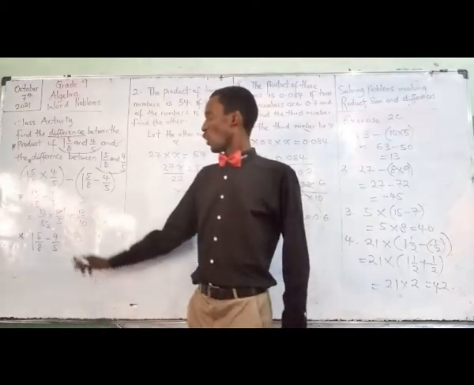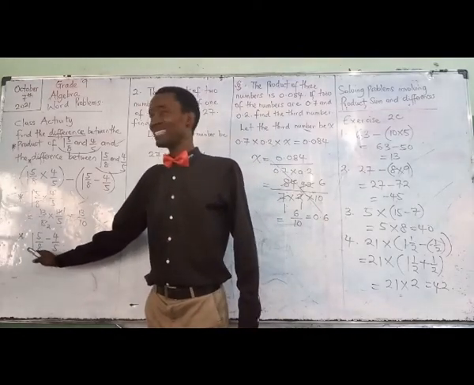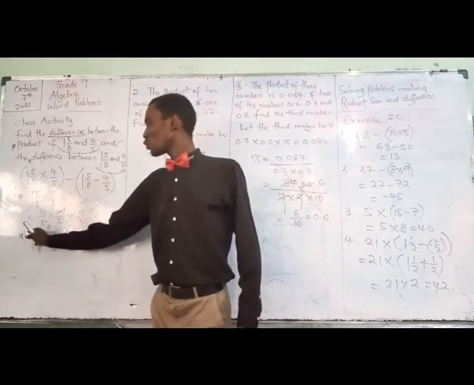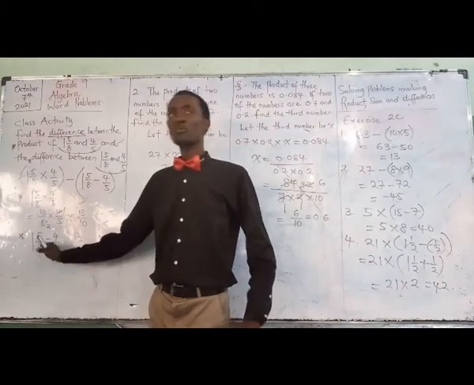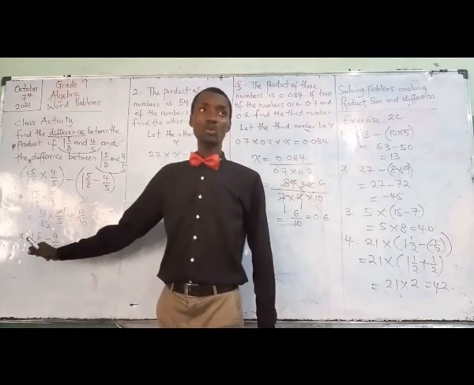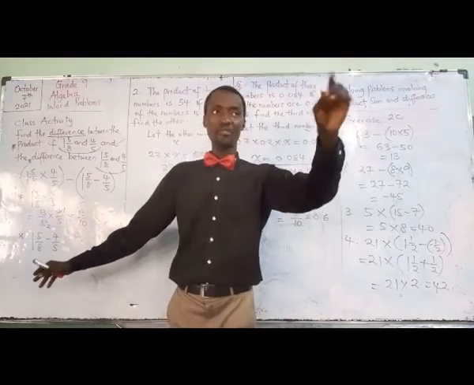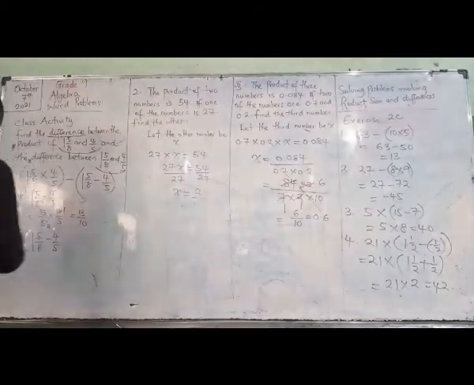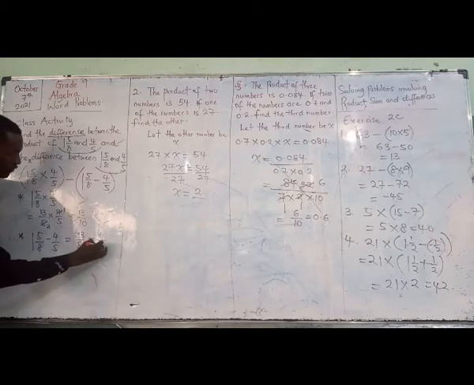Hear me again. Where this fraction is perceived to be bigger than this, and this one is a whole number, 1, you can now convert this to improper fraction, and then you do your subtraction. Because when you do that, your answer will be a proper fraction. So let's see how that works. So this will give me 13 over 8 minus 4 over 5.